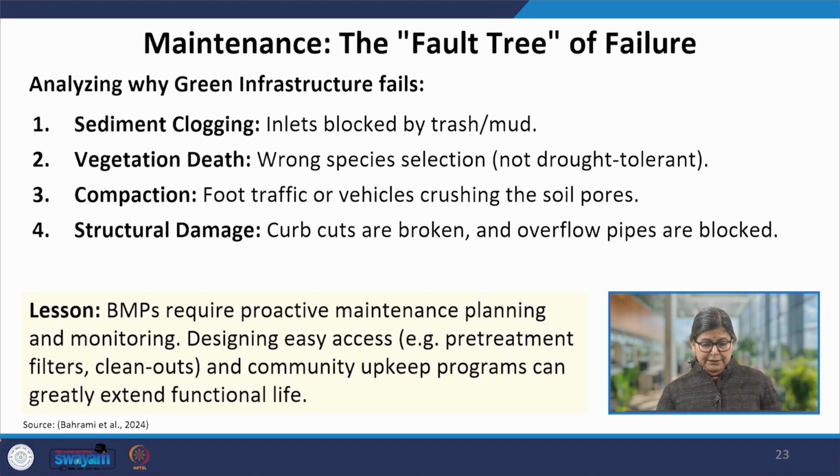BMPs require proactive maintenance planning and monitoring. Designing easy access like pre-treatment filters, cleanouts, and community upkeep programs can greatly extend functional life.